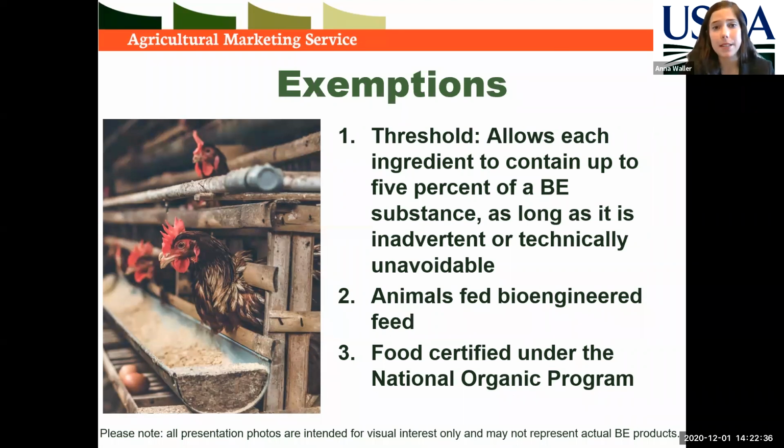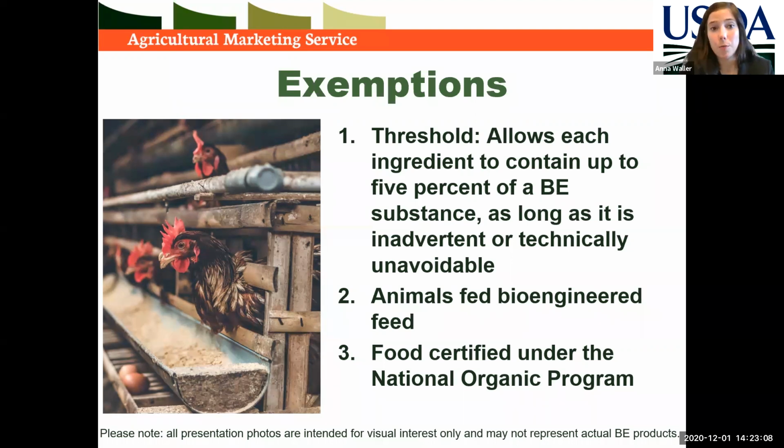In order for the presence of a bioengineered substance to be considered inadvertent or technically unavoidable, the regulated entity must use reasonable and customary practices to separate bioengineered and non-bioengineered ingredients. A small amount of bioengineered corn that remained in a combine or on a processing line after reasonable efforts to remove all bioengineered corn would be considered inadvertent or technically unavoidable if present in an amount less than 5%.